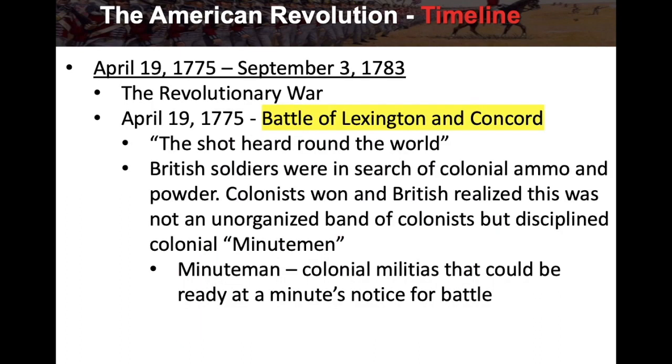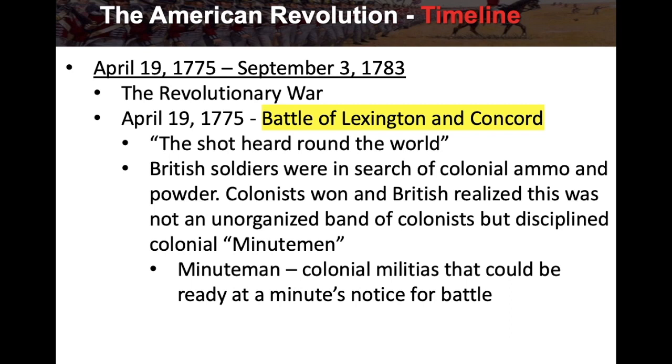Okay, so the next day, April 19th, 1775, begins the Revolutionary War. You can see the dates up there, April 19th, 1775 to September 3rd, 1783. So the Revolutionary War lasted a little more than 8 years. Paul Revere does his ride, and then the next day is the Battle of Lexington and Concord, and that battle is called "The Shot Heard Round the World," because when that battle takes place, again, they're not sure who shot the first shot, but it was a very short battle, and it changed the course of history. It basically changed the world. That's why it's called that.